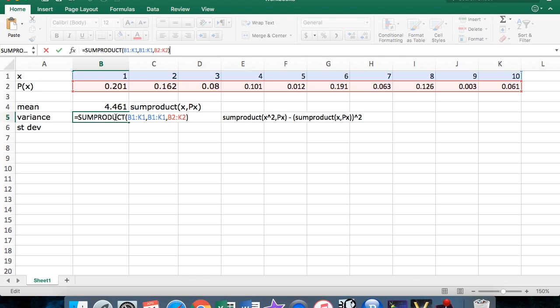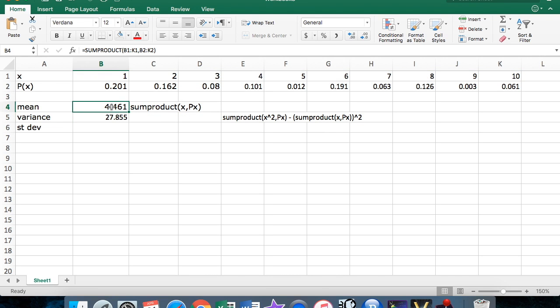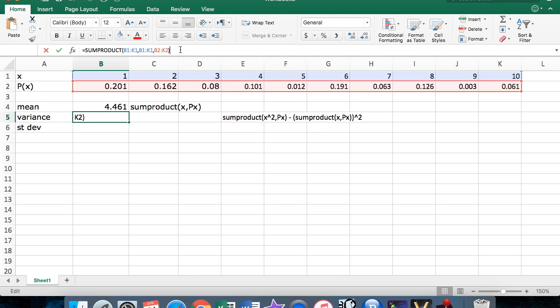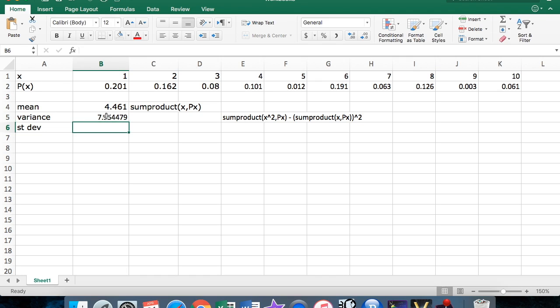So we have the sum product here. So this is my x squared. This is the first part of the formula. Now I need the second part. So either you can type this out, or you can click on your mean. And then minus this guy squared. And there you go. That is your variance.